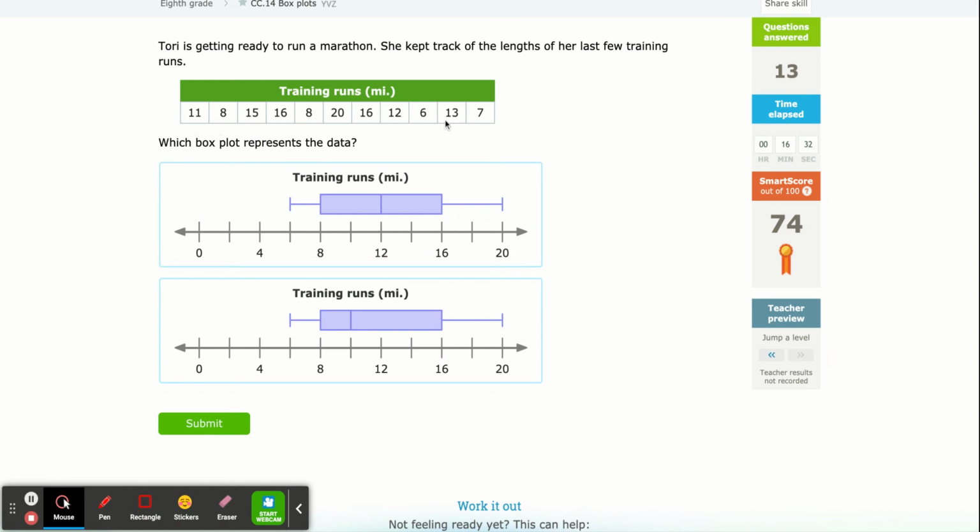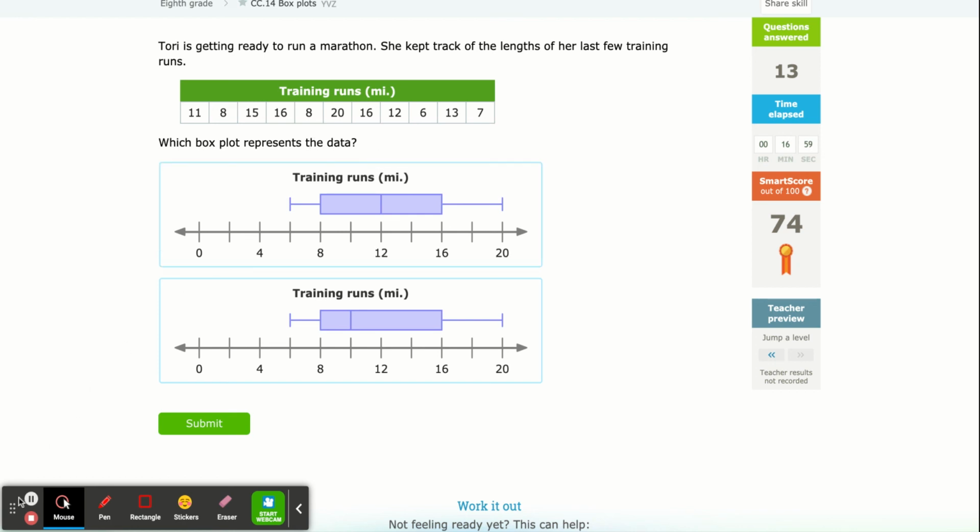Again, put these numbers in order. Find the middle number. That should be 12. Find the upper quartile. That should be 16. The max should be 20. The min should be, looks like 6, but the median is going to be different. That's what you're going to find differently. That middle number is either going to be a 12 or a 10. So you look through here and find out which one is a 12 or a 10.